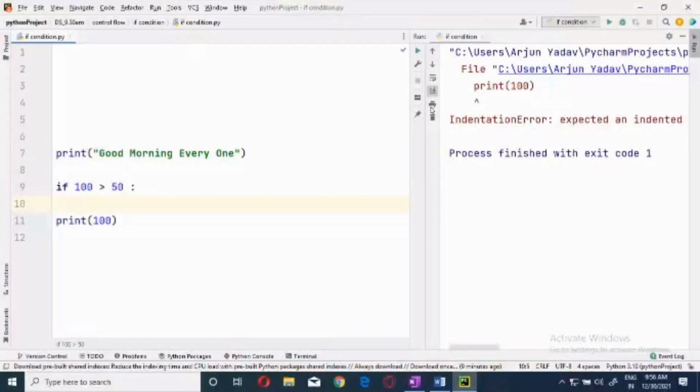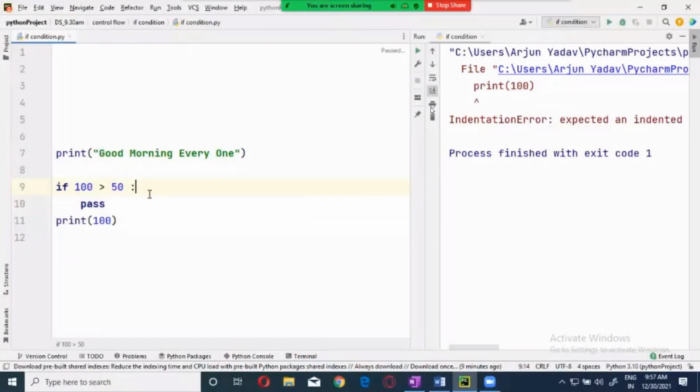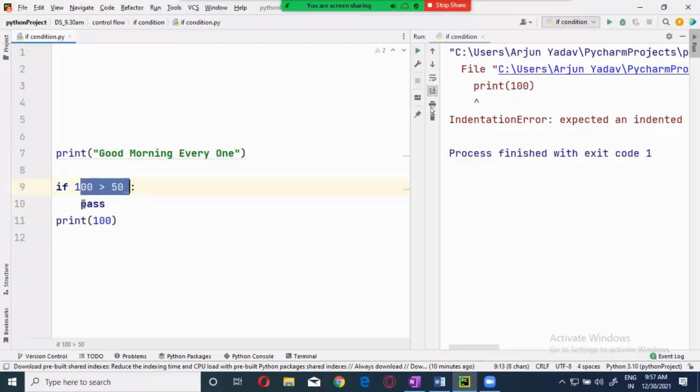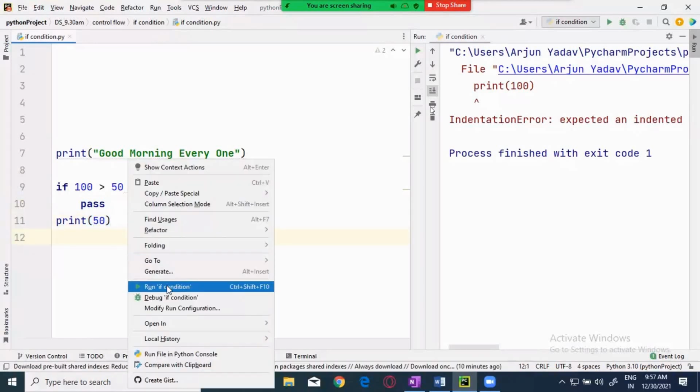Pass is a word. If I give it over here, then I'm requesting the interpreter: okay, I said that I'm having a block of statements, as of now I don't have it, don't raise an error. Even though this condition is true, this will not give us any output. Directly, the main program line will come up. Now whatever I give here will come down over here. If I give 50, then I should get 50.